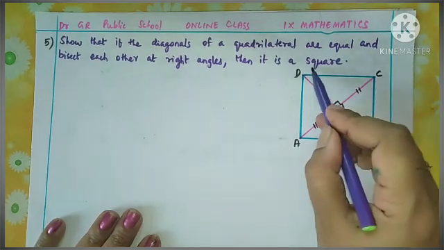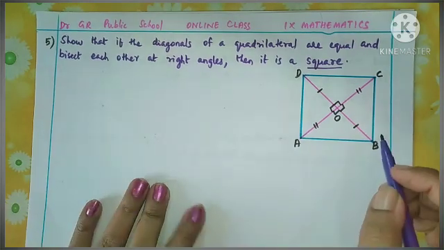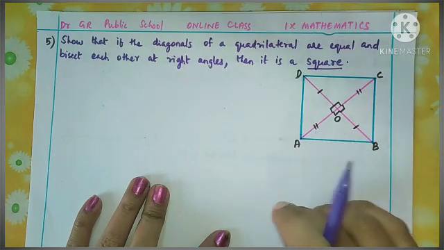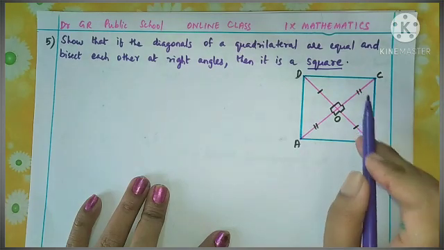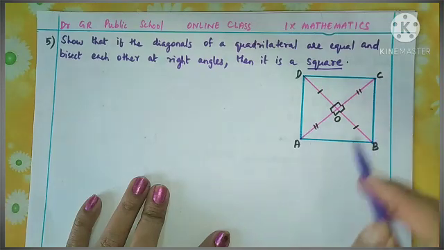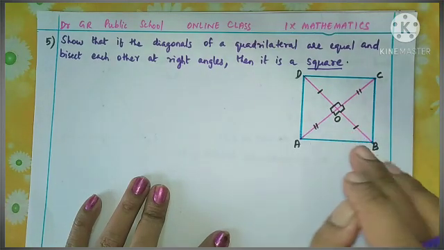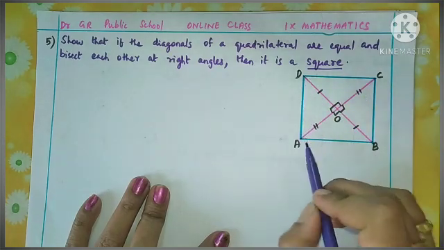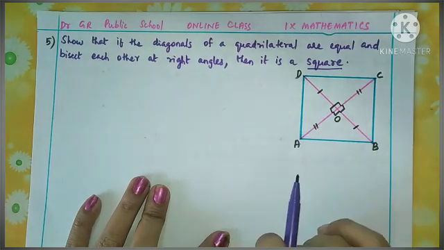We want to prove this is a square only. So how can we prove that this is a square? In a square, what are the things we need from this question? We want to prove that all four sides are equal, and also each angle is 90 degrees. So those are the two necessary conditions for a square. So if we can prove that all these four sides are equal and each angle is 90 degrees, then we can say that this is a square.